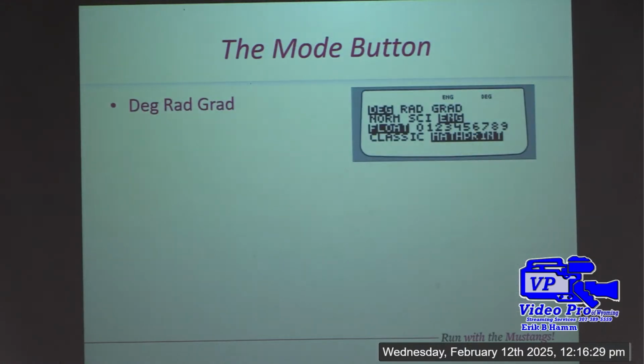So, okay, let's talk about the mode button. So I've hit the mode button. If you want to go ahead and hit the mode button on your calculator, it's up there by the green button. And you see you have 4 different lines there, and we'll just take each line individually.